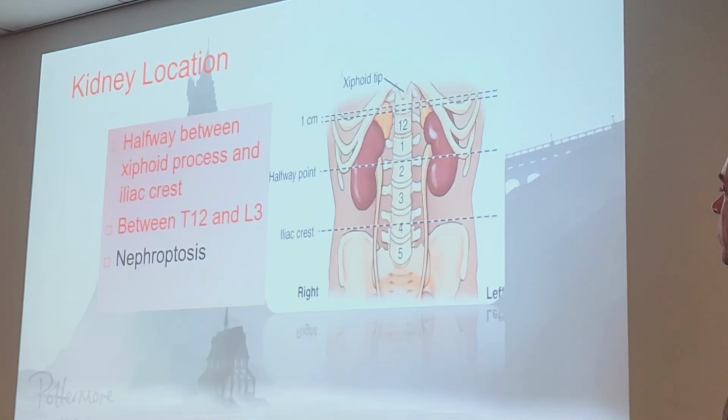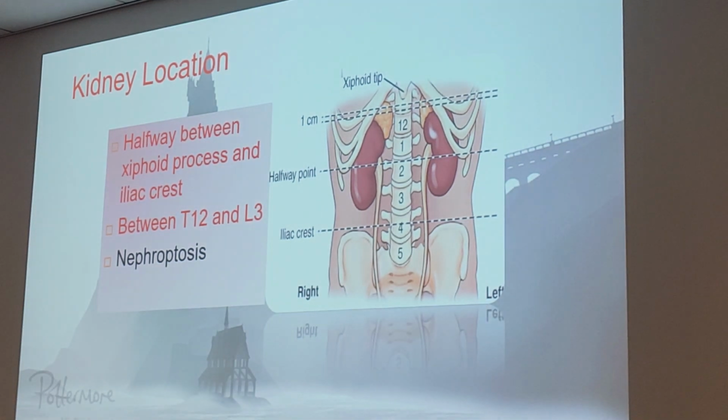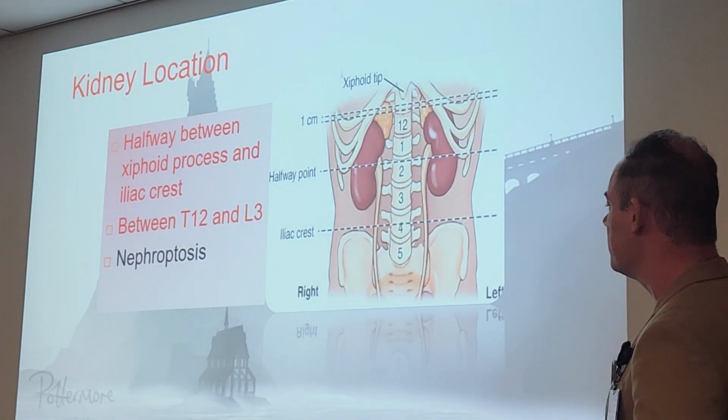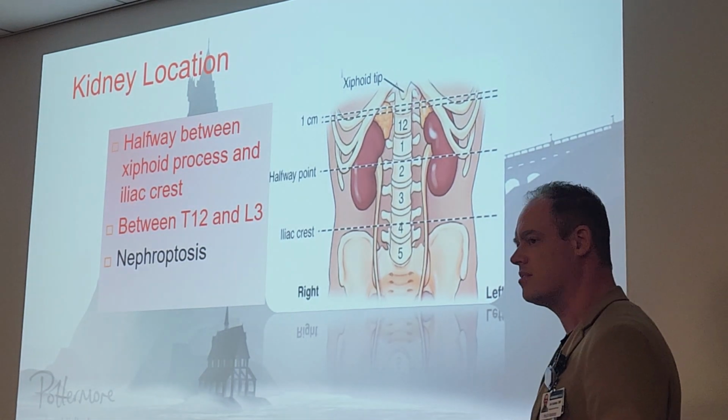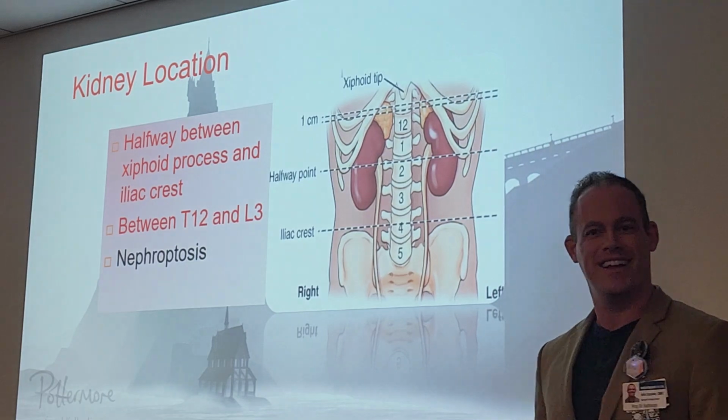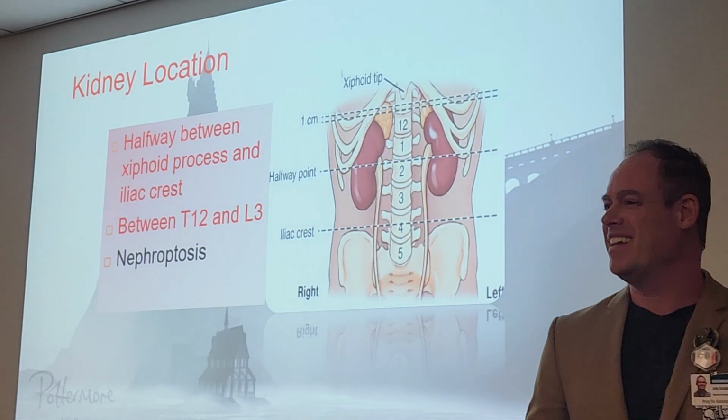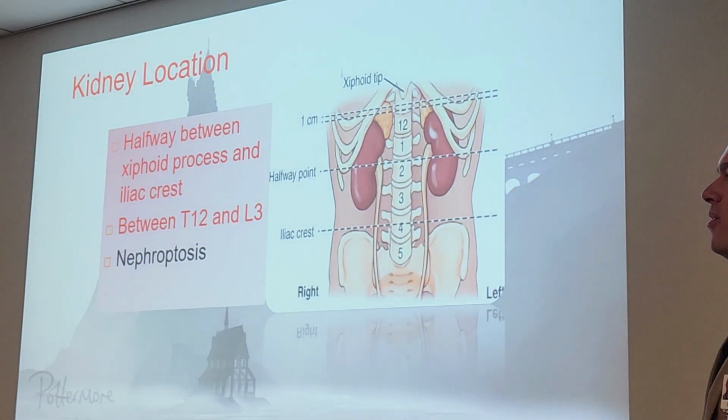So where are the kidneys exactly located? One of those very important landmarks we gotta make sure we know. When we're classifying where kidneys are, they are located halfway between the xiphoid process and the iliac crest, between the levels of T12 and L3.